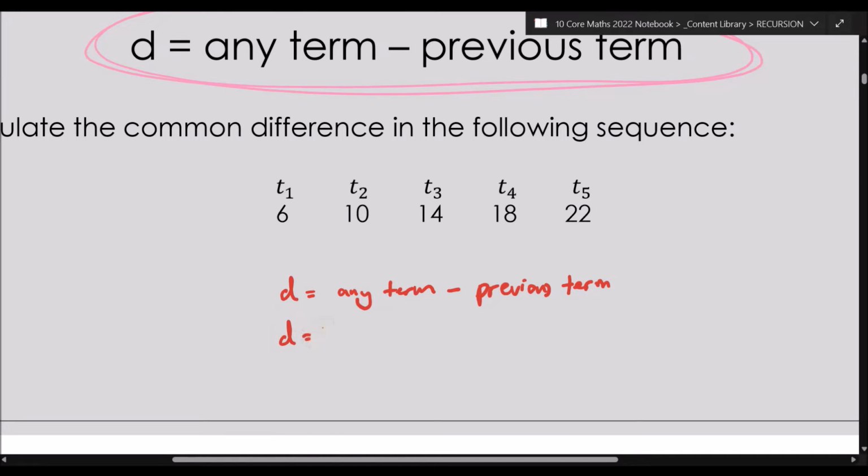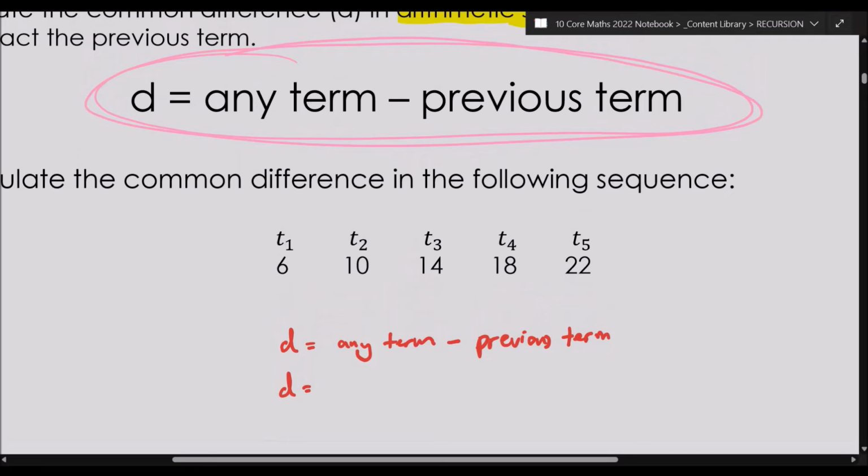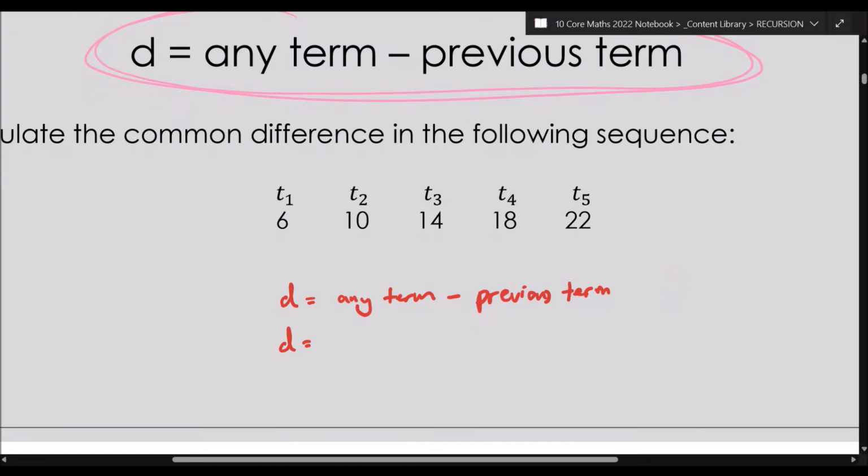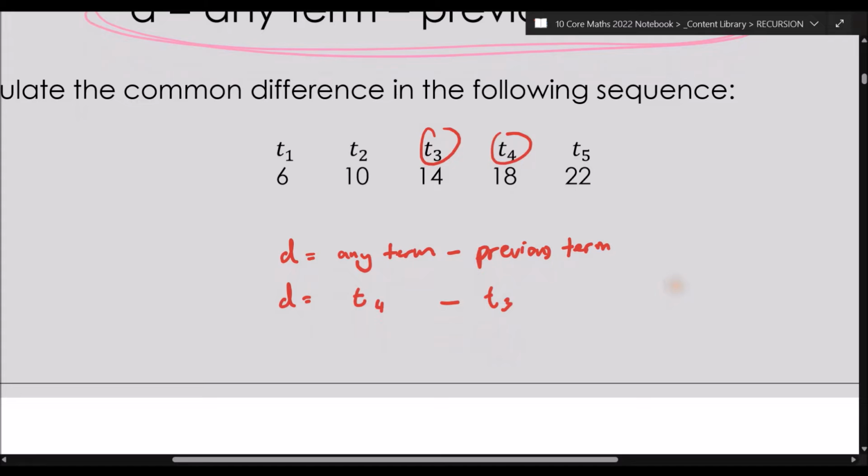So what you can do, according to this rule, is you can pick any term you like and just take away the one before it. So I might, for example, go T4, take away T3. So I'm going to go T4, and the term before that will always be T3. So T4 minus T3. Therefore, your common difference from there for now is going to be, if you can look at T4, it's 18. So 18. And T3 is 14. So therefore, the common difference is 4. 18 minus 14 is 4.